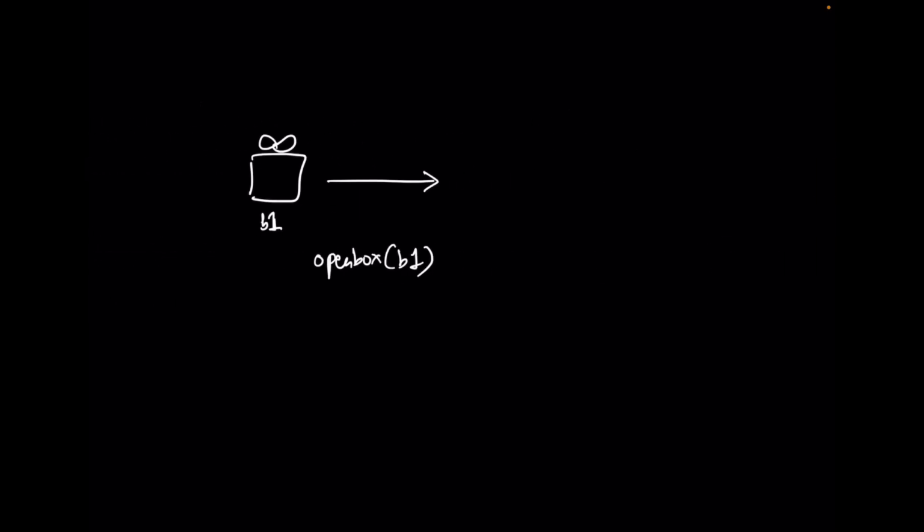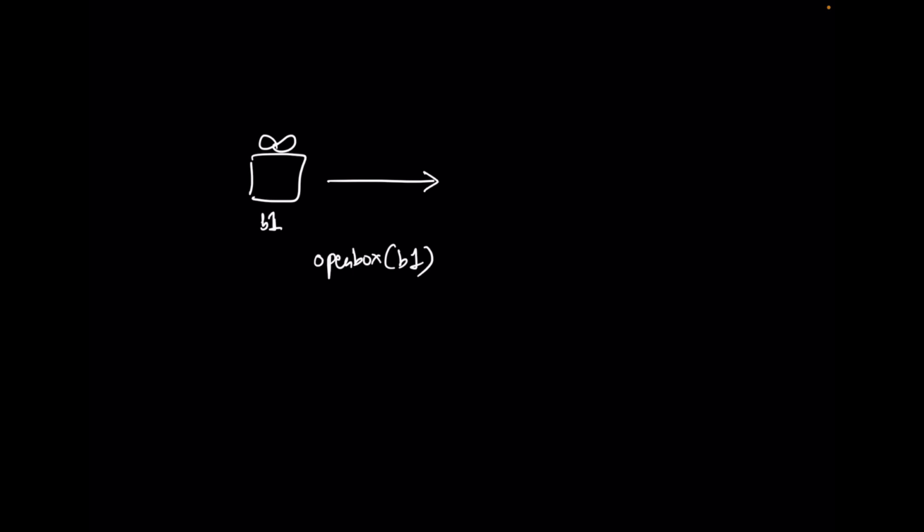Well, let's think about it. So, what you're initially given is a box, right? A package by your friends, right? So, the first thing you'll do, or you'll ask the robot to do, is open this box, right? So, that we can do using this open box b1 function call, right?